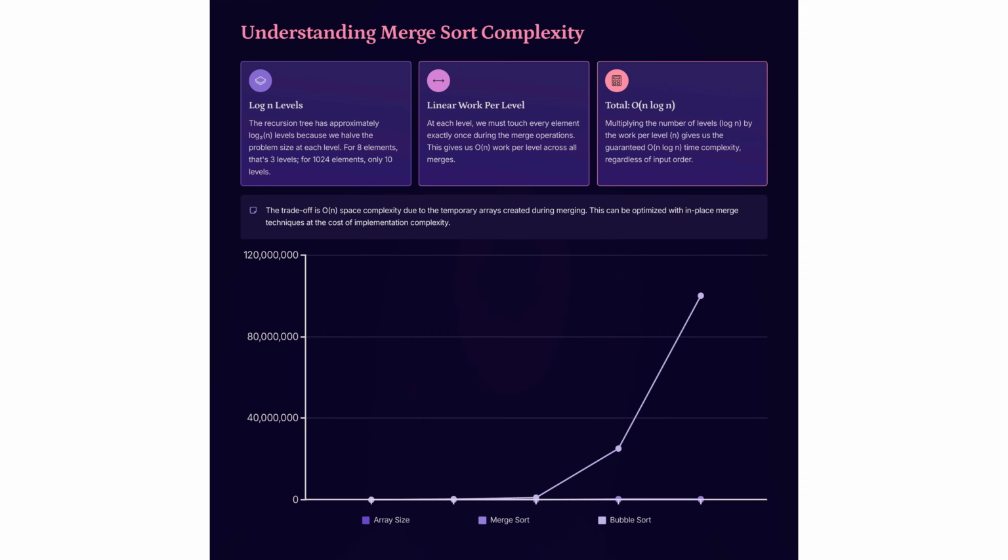For instance, 8 elements require 3 levels, while 1024 need 10. This efficiency is consistent, but it uses O(n) space for temporary arrays. In-place merge techniques can reduce space, but increase complexity.